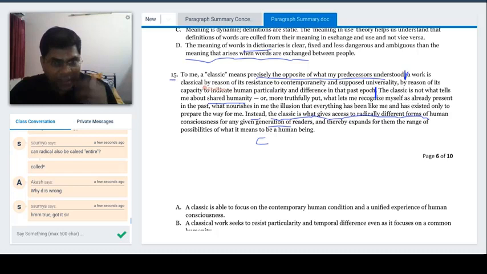It is resisting what? Universality. If it is a classic, it is resisting universality. It means what? It is non-universal. It is completely different. समझ में आ गया कि नहीं? हाउ डी गोज आउट.